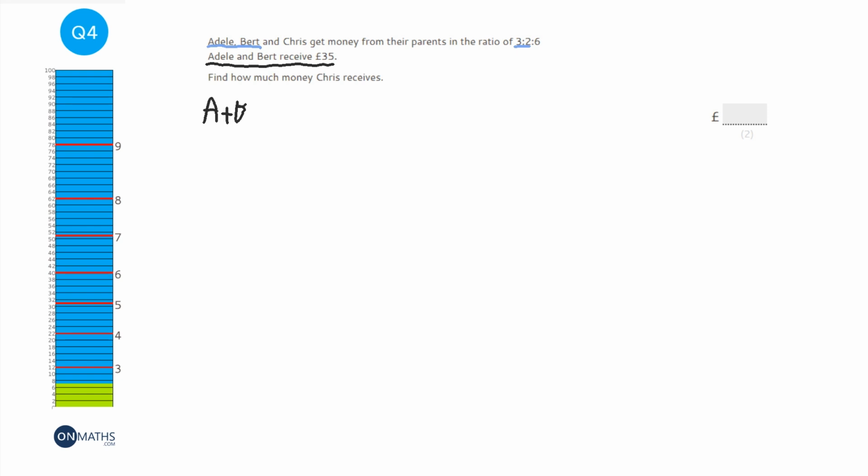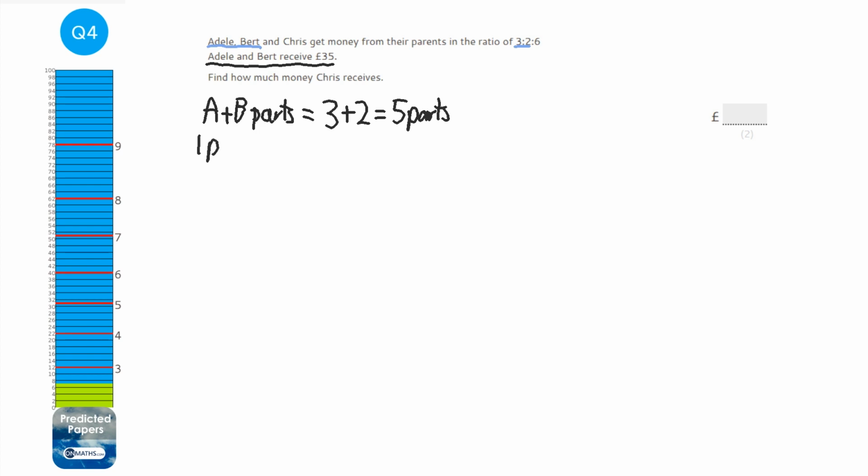So A and B parts equals 3 for Adele and 2 for Bert. So that's 5 parts in total that they get. Now it says they receive £35, so we need to work out what 1 part is worth. So to find out what 1 part is worth, we take the £35 and we divide it by 5 because they have 5 parts in that ratio. 35 divided by 5 is 7. So 1 part is worth £7.